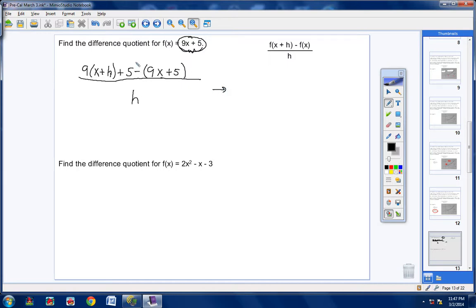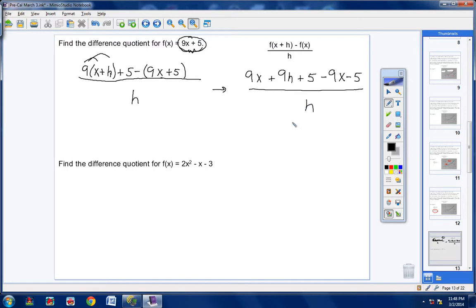So now we're going to simplify the numerator. Take your 9 and multiply it through. 9 times x is 9x. 9 times h is 9h. And then positive 5 is next. And then your negative sign gets multiplied through. So negative 9x, negative 5, all over h.